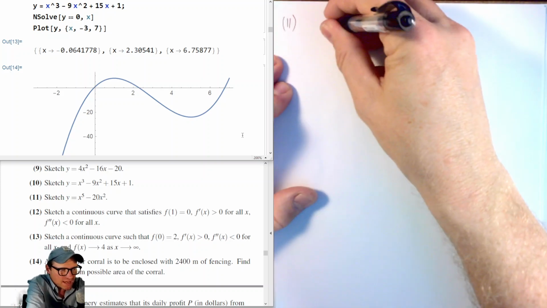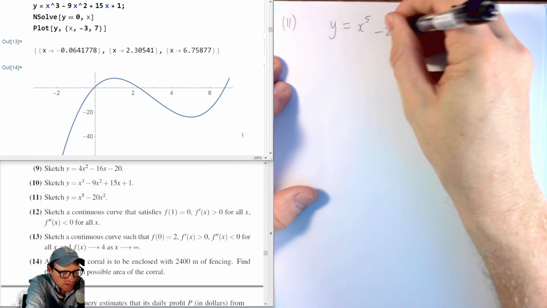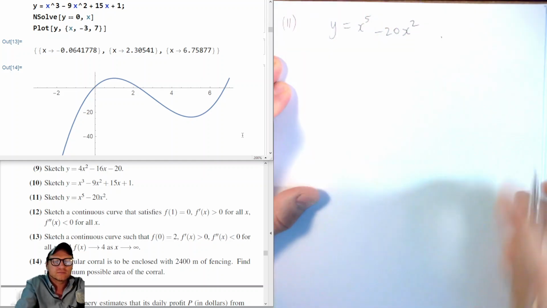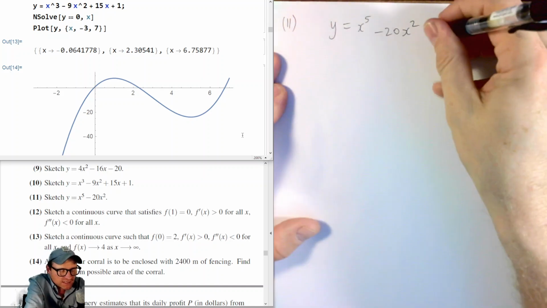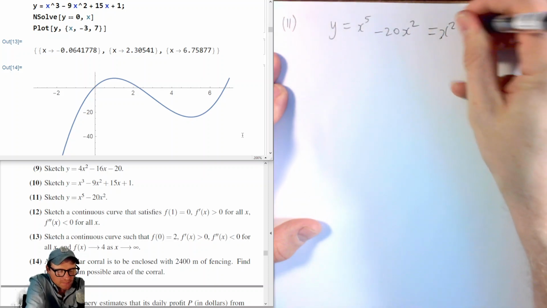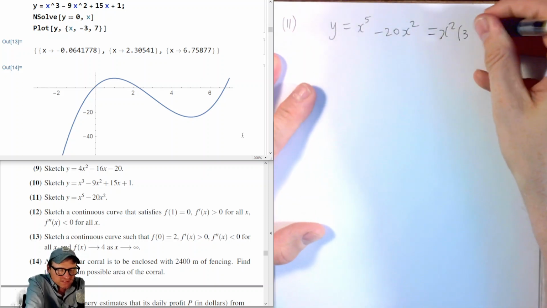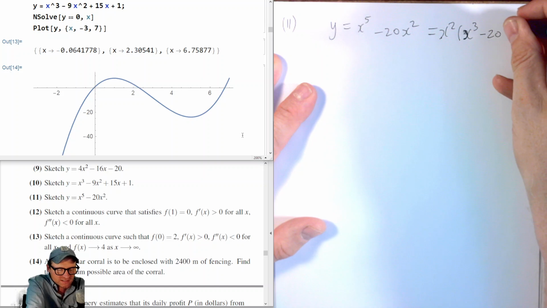Okay, in question 11, we are asked to sketch x to the power of 5 minus 20x squared. So, is this easy to factorize? Yes, it looks like it is relatively easy to factorize. I can factorize a common x squared out. Then what remains is x to the power of 3 minus 20.